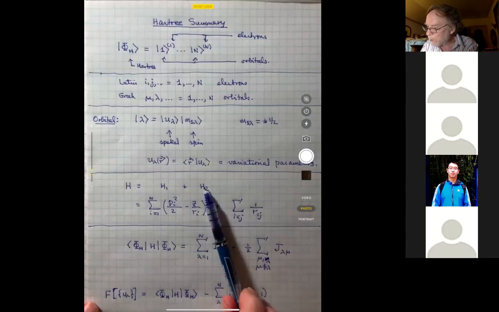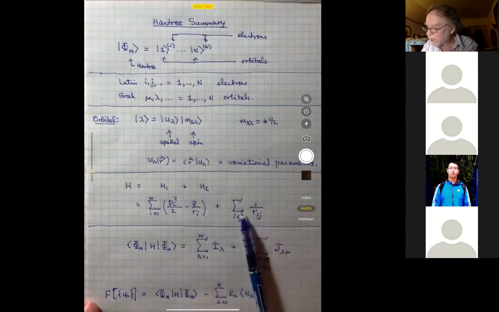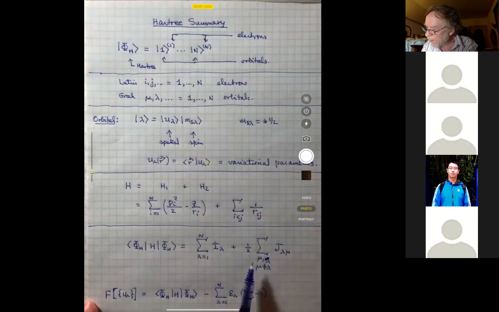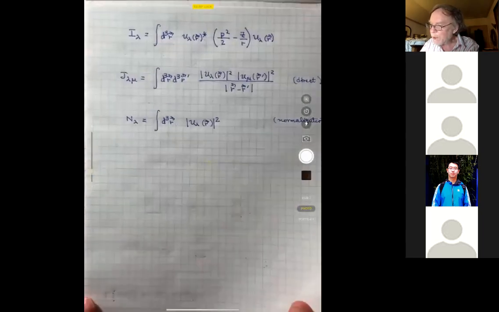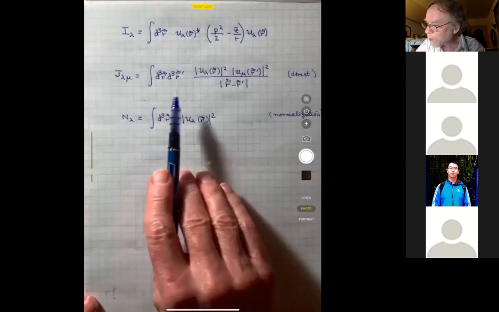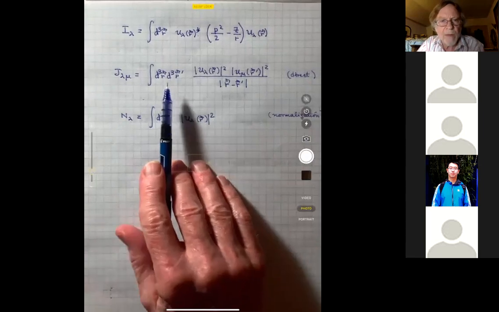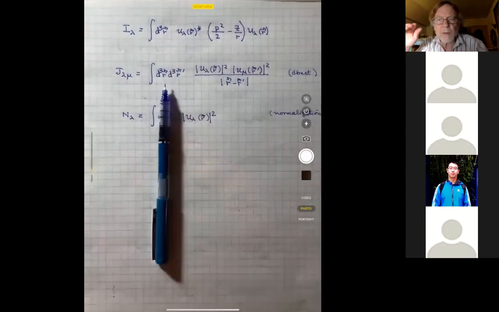Now, as far as H2 is concerned, which is the inner electron potential energy, when you work that out, sandwiching phi Hartree around that, we get this expression. It's one half the sum on lambda and mu, excluding the diagonal elements where lambda equals mu, of integrals that I call J lambda mu. And to go back to the integral page, here are the J lambda mu integrals. These are called direct integrals. And in fact, these are the same type of direct integrals we saw earlier in our perturbation theory of helium.